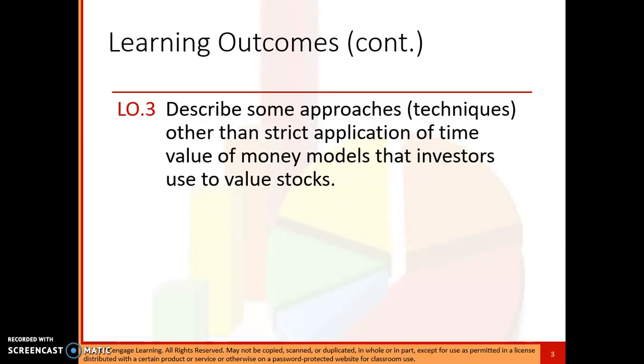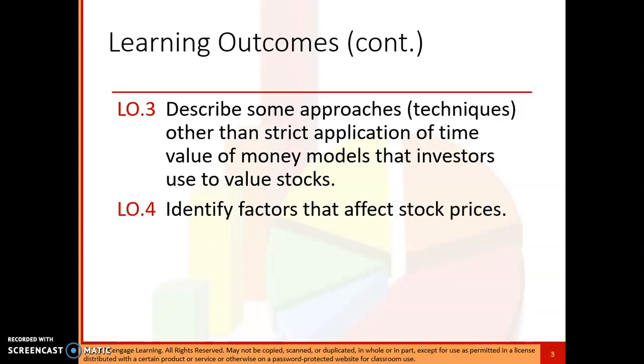We'll talk about approaches other than the strict application of the time value of money that investors use to value stocks. We're just going to talk about those. We're actually not going to employ any of those. In the problems that I uploaded, I did do an example using the PE ratio, but we won't go beyond that. But there are a couple other methods discussed at the end of the chapter. We'll talk about factors that affect stock prices.